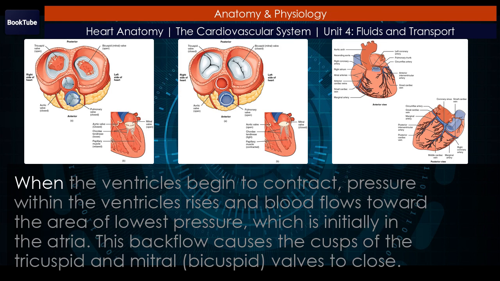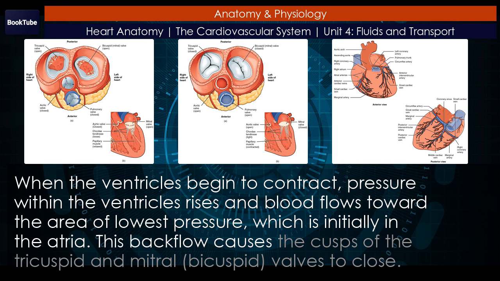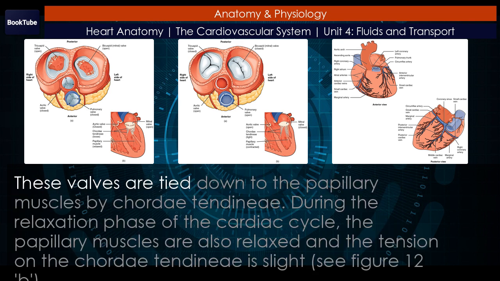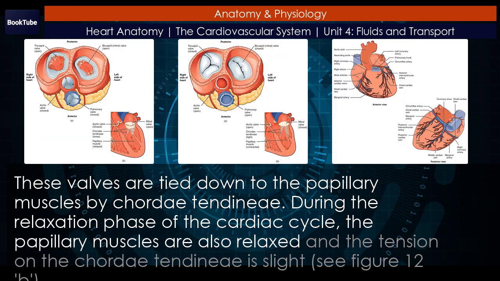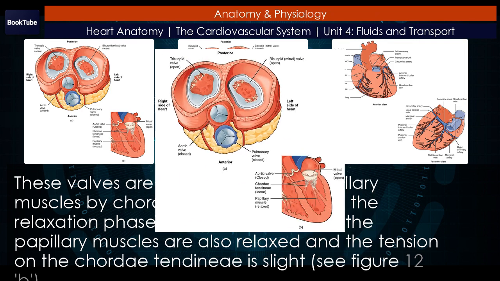When the ventricles begin to contract, pressure within the ventricles rises and blood flows toward the area of lowest pressure, which is initially in the atria. This backflow causes the cusps of the tricuspid and mitral, bicuspid valves to close. These valves are tied down to the papillary muscles by chordae tendineae. During the relaxation phase of the cardiac cycle, the papillary muscles are also relaxed and the tension on the chordae tendineae is slight. See Figure 12b.